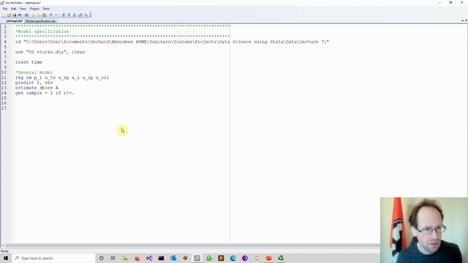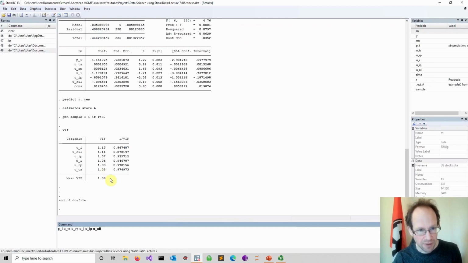So we do an estimates store. And what I would also suggest is to do a variance inflation factor test. Again, we have done this in the video on multicollinearity. So that's just checking whether there is anything going on with your variables here. You can clearly see that the variance inflation factors are quite low, definitely below 5. 5 is very frequently used as a cutoff point, sometimes even 10, which I think is a little bit too high.